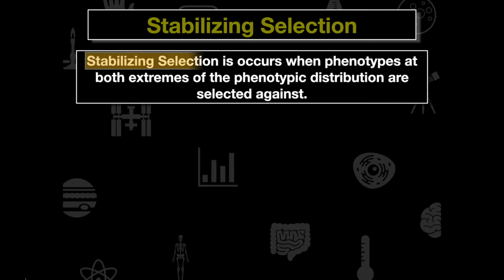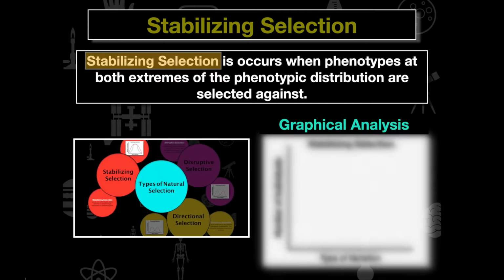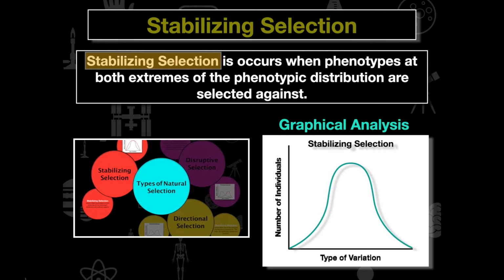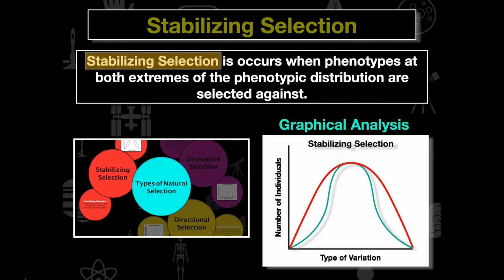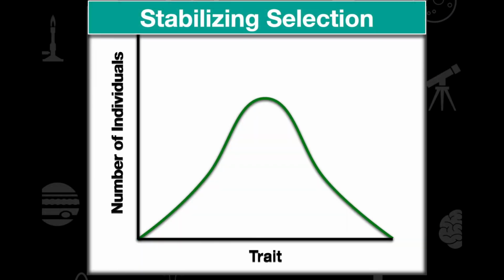Now, stabilizing selection is going to occur when phenotypes at both extremes of the phenotypic distribution are selected against. So if we were to go through and compare this to our normal distribution on a bell curve, well, stabilizing selection is going to look something like this. So stabilizing selection is going to be this process that we can go through and talk about when we talk about bird eggs.